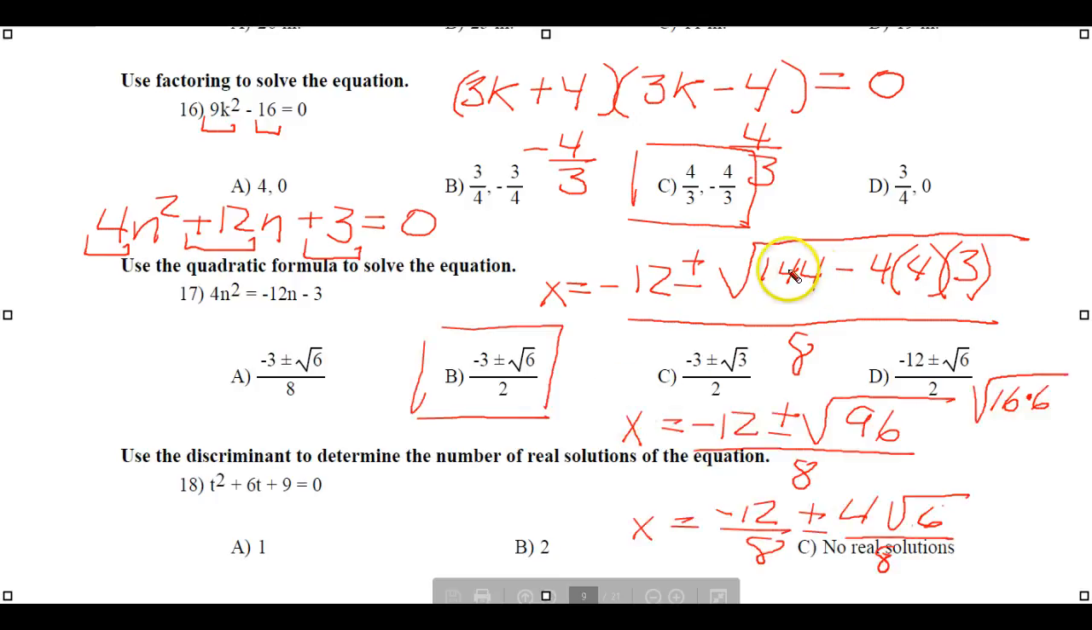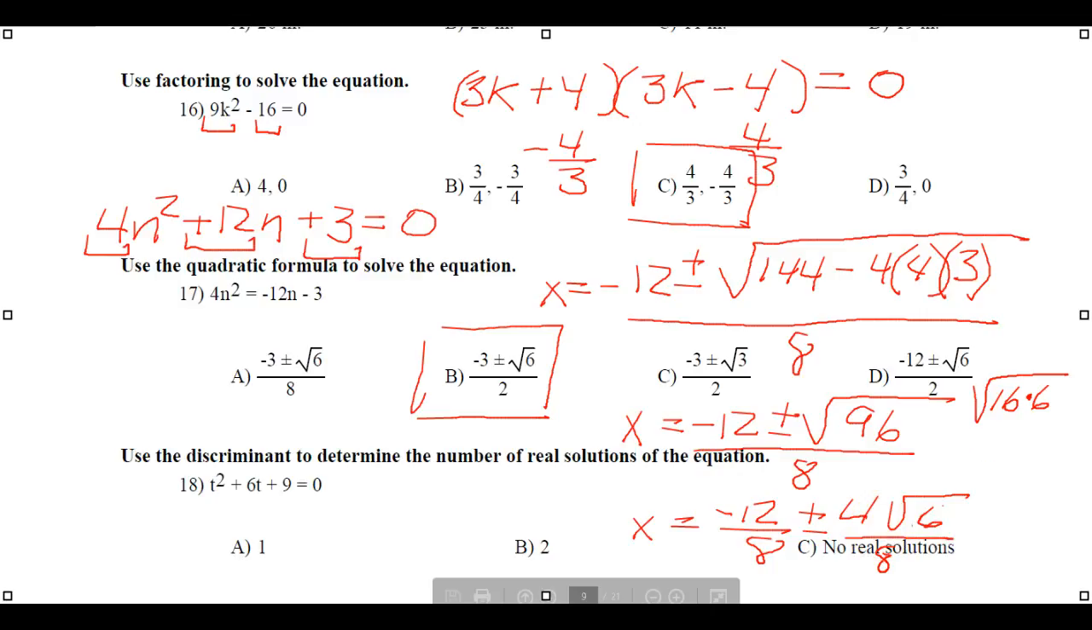So we took care of what's under the radical sign. By the way, that is the discriminant. And it turned out to be 96, but 96 is 16 times 6. So I took the square root of 16, and that's where I got the 4. And then under the radical sign is 6. So this is where I am.